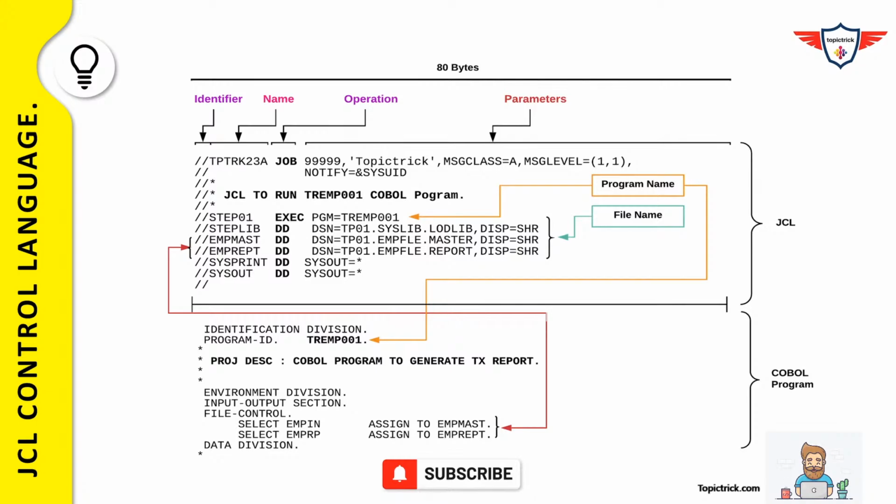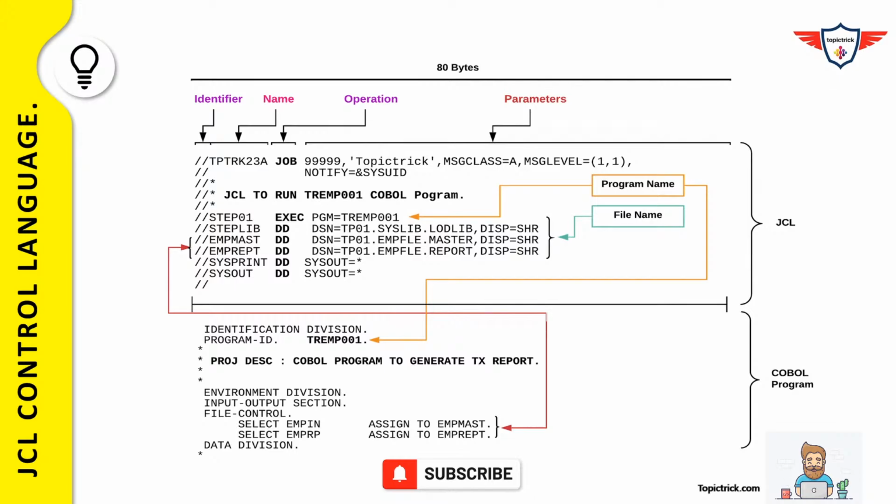After that you have a DD statement EMPMAST, the employee master file, and EMPREPT, the employee report. These are the two files: one is an input, the other is an output file, and they are used as is in the COBOL program. In the file control section of the COBOL program in the bottom section, the first file is EMP-IN, a file name which is mapped to EMPMAST of the JCL. After that you have SYSPRINT and SYSOUT. These are two DD statements used to specify where you want to print your job-related messages.